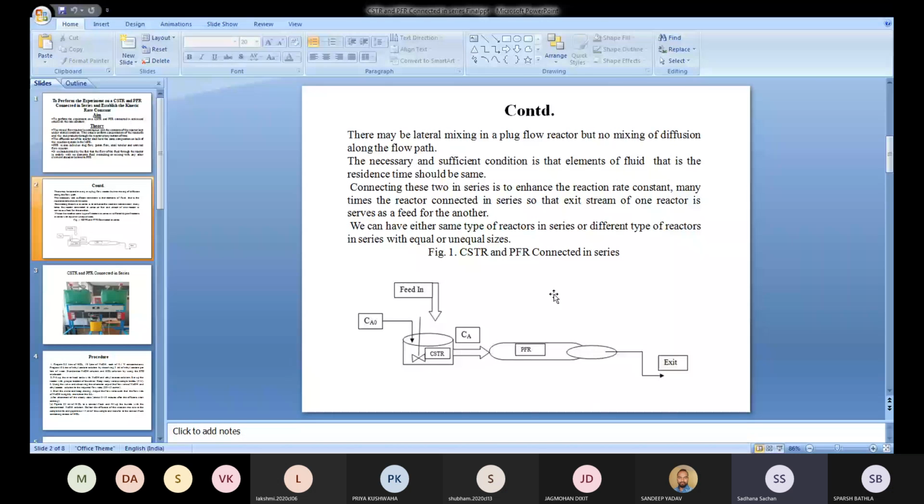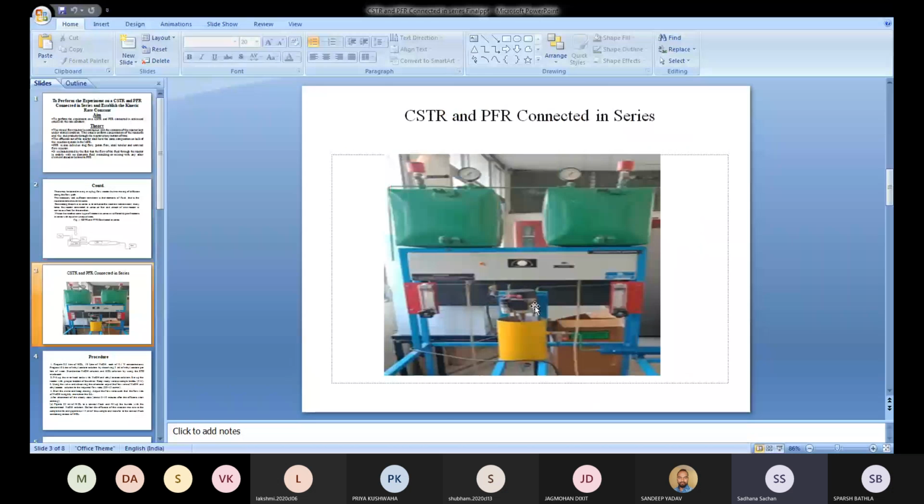If we see in the figure, this is the experiment of CSTR and PFR in series. These two are the reactors, tanks. Here the reaction we are taking is between NaOH and ethyl acetate. One tank contains the ethyl acetate, and one tank contains the NaOH, and we make 0.1 normal ethyl acetate and 0.1 normal NaOH solutions.